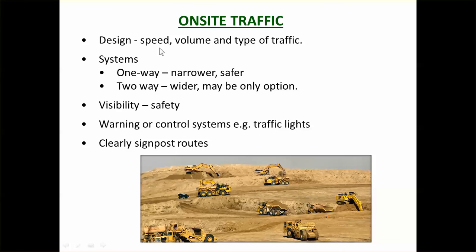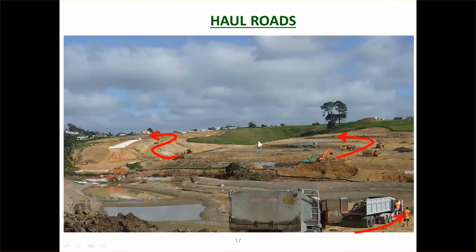So on-site traffic, you're always looking at the design speed. The systems: you can have one way, where the trucks are all moving just one way in a circle if you like, or two way, where they're actually coming at each other like a normal road. Visibility is an issue. You may even have control systems, traffic lights, but that is quite rare. And the workers all need to know where they're going. The last thing you want is someone going the wrong way up a one-way road and crashing into someone else.